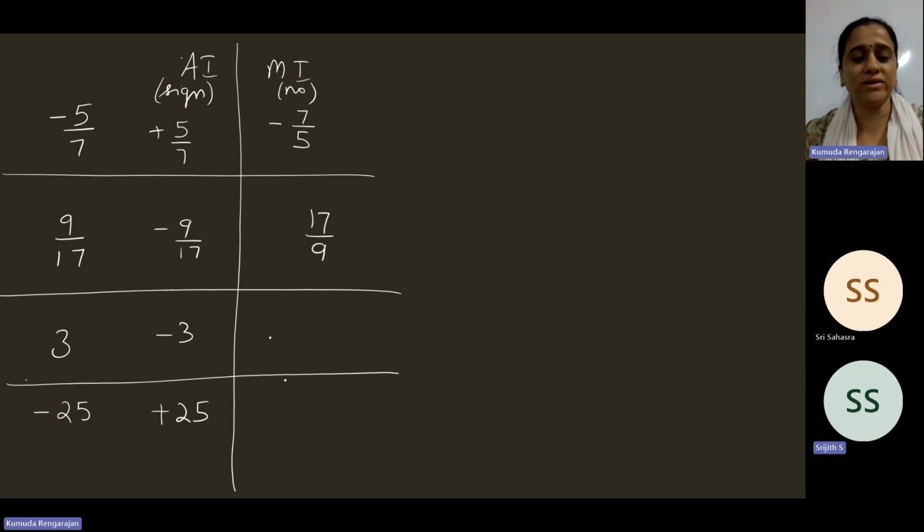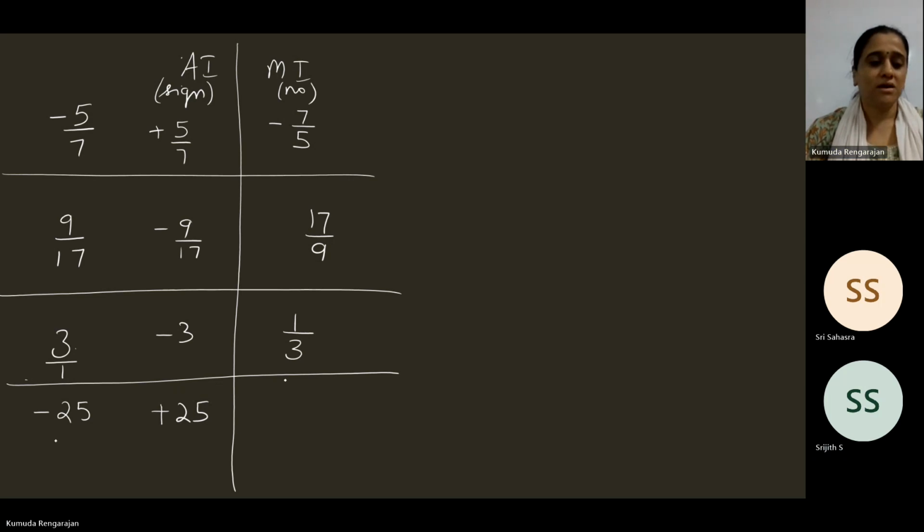Yeah, Sahasra, next one. 1 by 3. Don't change the sign. Plus, plus only. But what is this number? 3 means 3 by 1. So change the number, upside down, 1 by 3. Minus 25. Minus 1 by 25. Don't change the sign. Write the same sign. What is 25? 25 by 1. So write it upside down, 1 by 25.